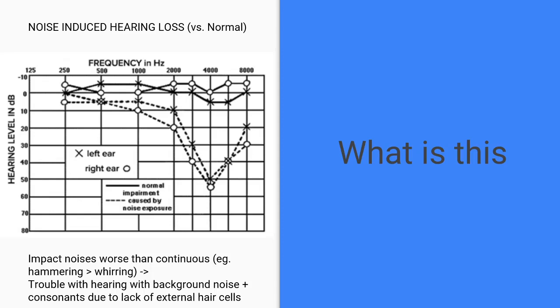Interestingly, hammering is worse than whirring because it's an impact noise as well, which can impair your ossicles. And if someone had this in real life, they would have trouble at parties and social events because they can't hear through background noise, because of the lack of external hair cells. So that's important to know for next year too.